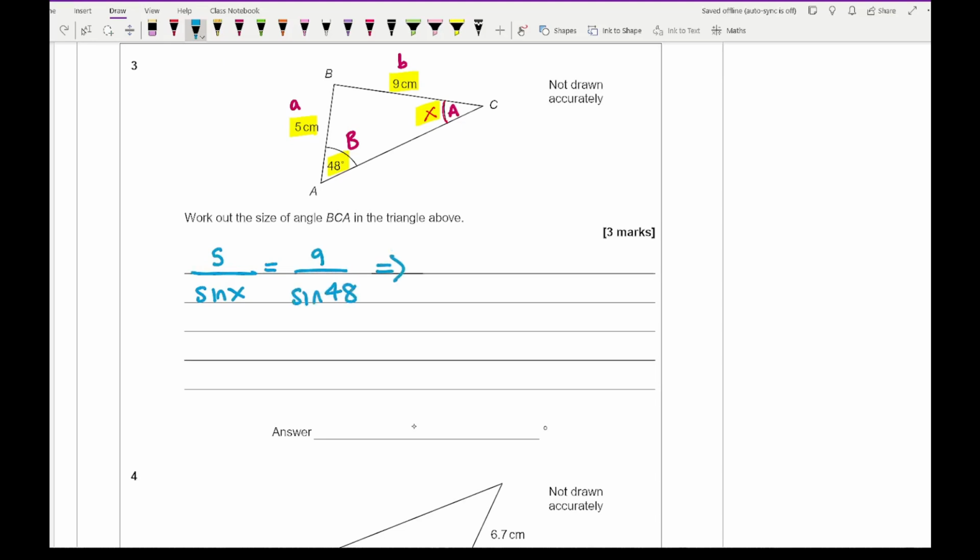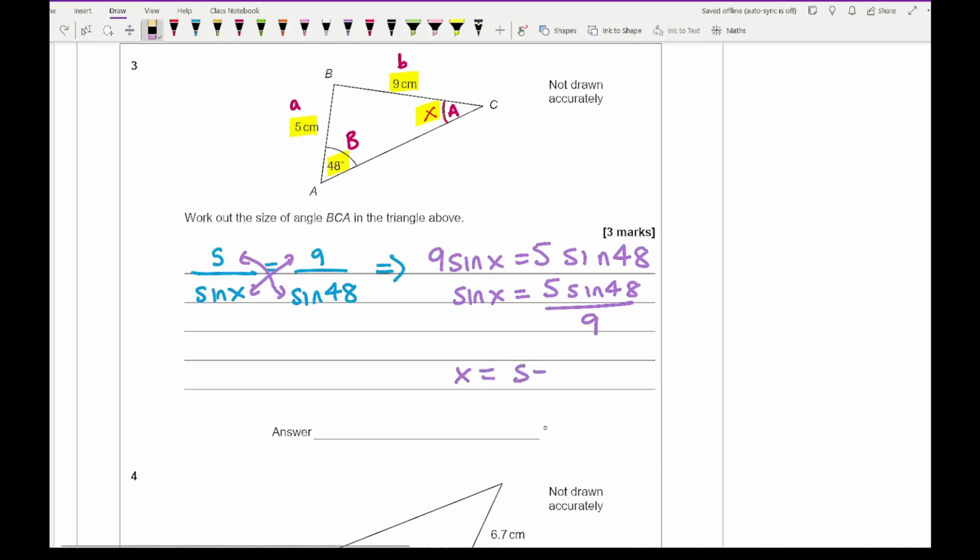From this, I need to cross multiply. Multiply this with this, that with that, in which I end up with 9 sine x equals 5 sine 48. I then want to take the 9 over, so I end up with sine x equals 5 sine 48 divided by 9. Because I want to work out x, I can't divide by sine, so I need to use inverse sine. So x equals the inverse sine of 5 sine 48 divided by 9.